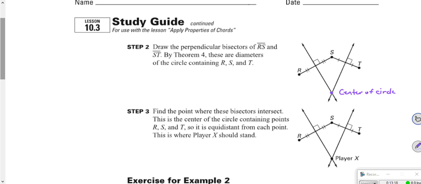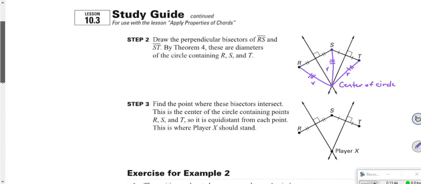If that's the center, and if R, S, and T are on the circle, then this would be a radius, this would be a radius, and this would also be a radius. So obviously these would all be congruent because they would all be radii of the circle. Okay, that's where they get that.